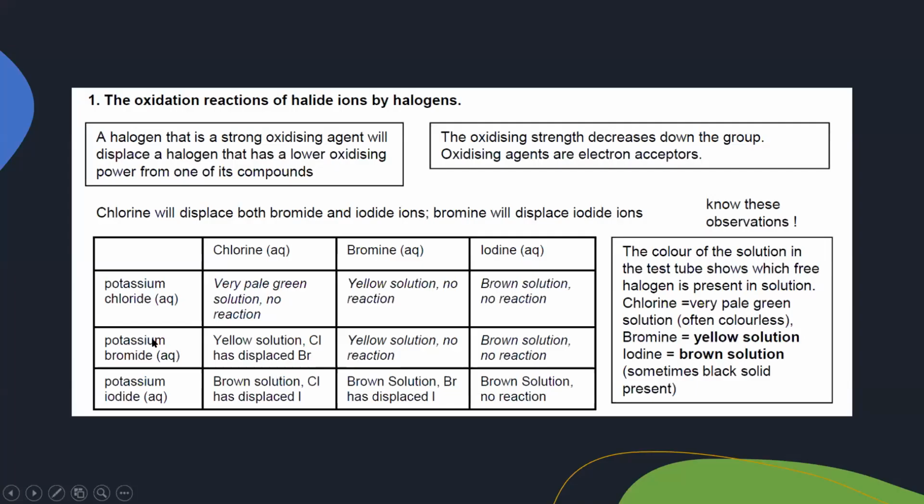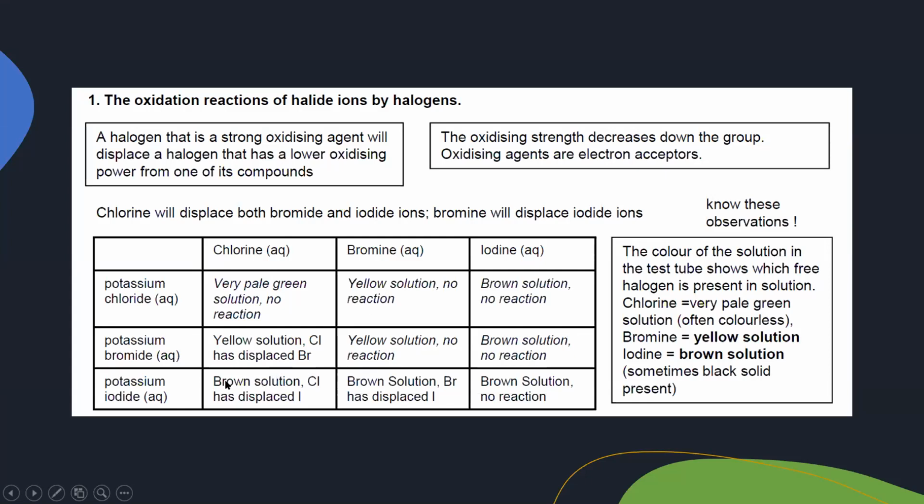If you have aqueous potassium bromide and you bubble chlorine, what happens? Chlorine is more reactive, so it will displace bromine and the solution will turn yellow. If you have potassium bromide solution and you add iodine, there will be no reaction because iodine is not reactive. Same thing with potassium iodide: you bubble chlorine, chlorine is more reactive, and the solution will turn brown.